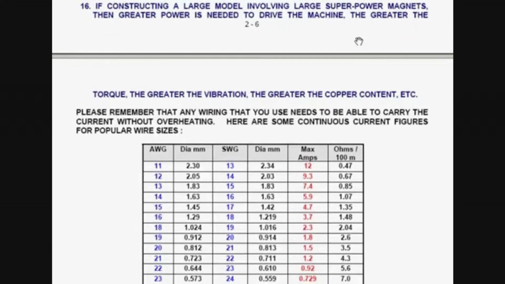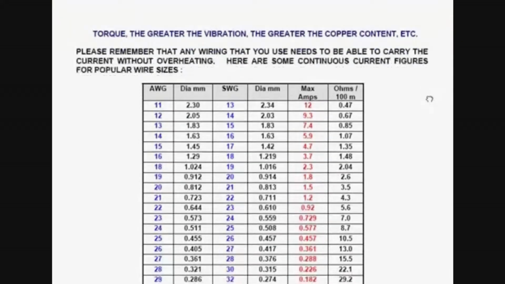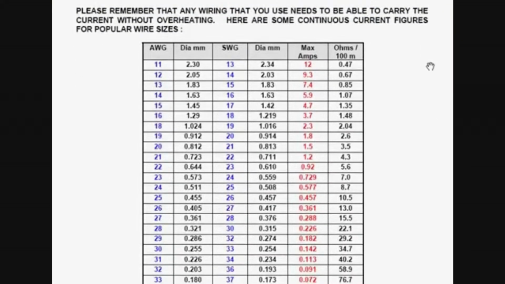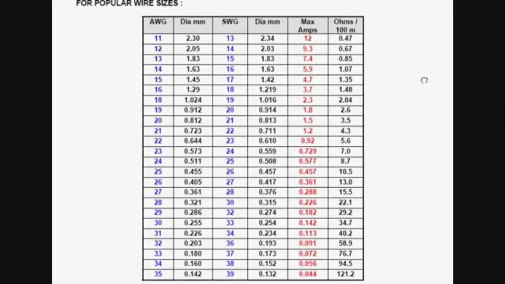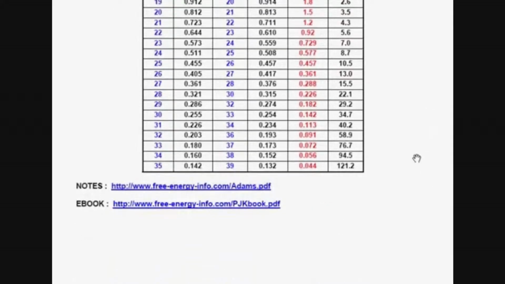16. If constructing a large model involving large superpower magnets, then greater power is needed to drive the machine. The greater the torque, the greater the vibration, the greater the copper content, and so on. Please also remember that any wiring you use needs to be able to carry the current without overheating. Here are some continuous current figures for popular wire sizes, and you can see the way that the current that the wire can conveniently carry drops rapidly as the wire diameter gets smaller.